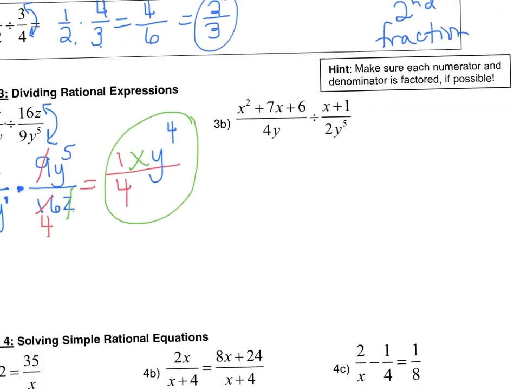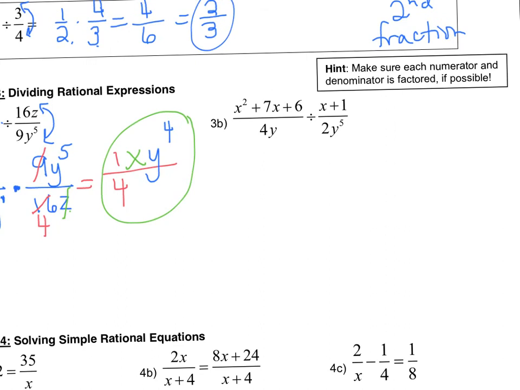Before I start the last one, I'm going to point out this hint, which is to make sure that the numerator and denominators are factored if possible. So when I look at this one up top, I see this trinomial with these plus signs. I need to break that down into 2 factors. So I'm going to rewrite it. Instead of x squared plus 7x plus 6, I know x times x is x squared. Now I need the factors of 6 that add up to 7. And positive 1 and positive 6 will do the trick, because 1 times 6 is 6, and 1 plus 6 is 7. So I've taken care of rewriting the first part.